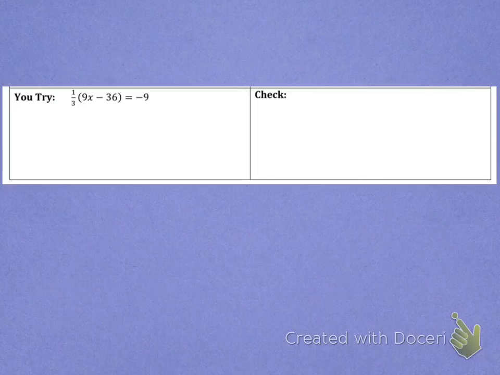And the last one you're going to try on your own. Make sure that you use the fraction capability of your calculator to type in the 1/3.